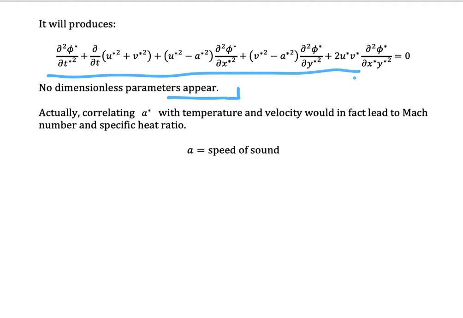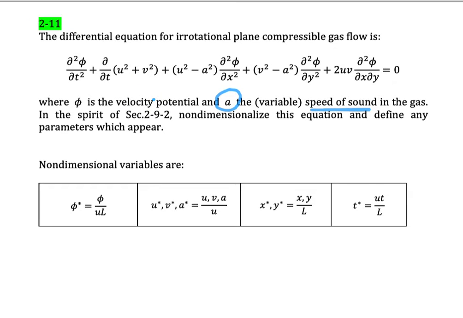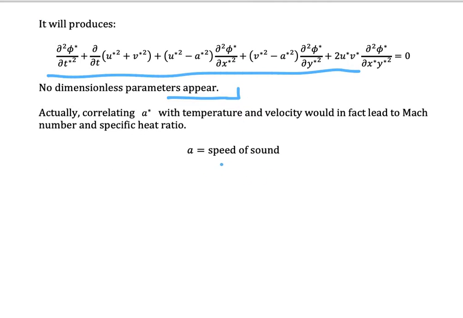You will get that there is no dimensionless parameter, but if you substitute your dimensionless parameter into the A here, you will get the speed of sound. So I think the speed of sound means the Mach number. The Mach number is actually the velocity of a certain object divided by the speed of sound.